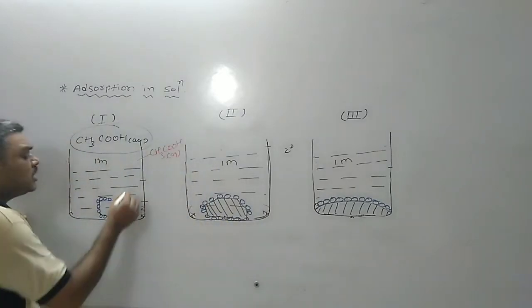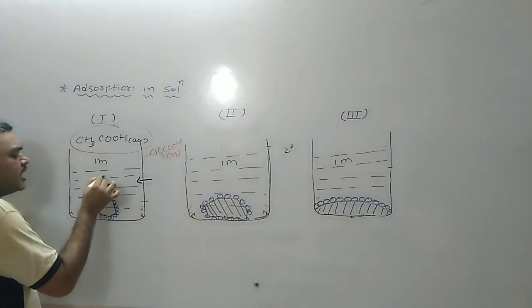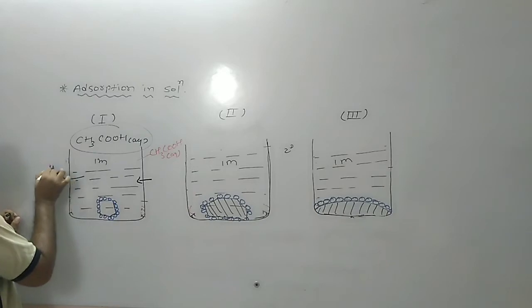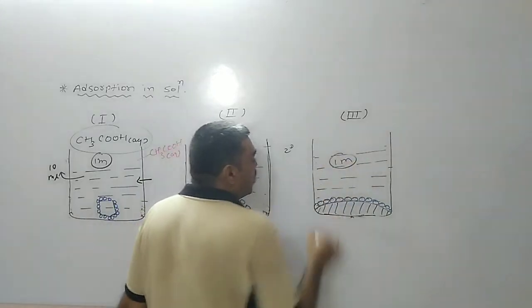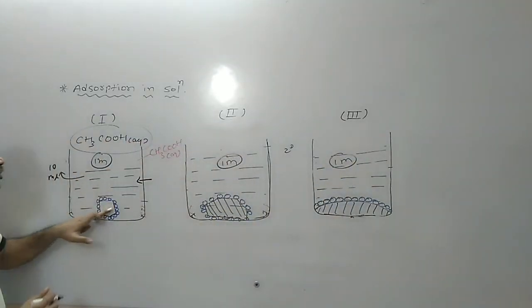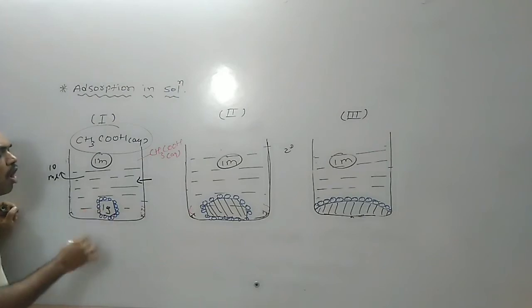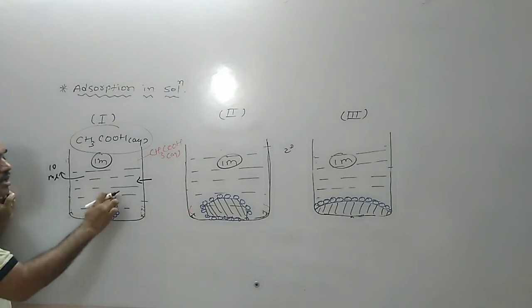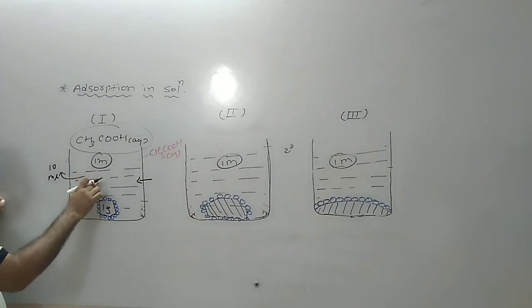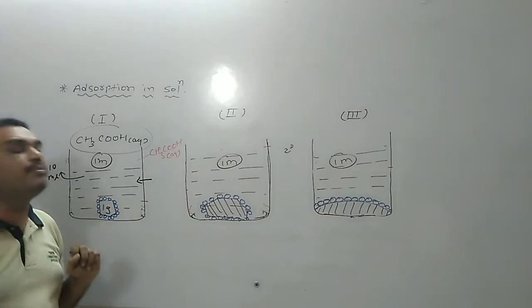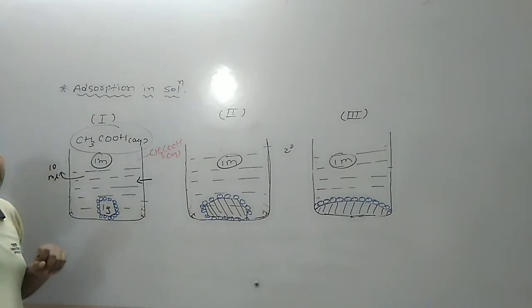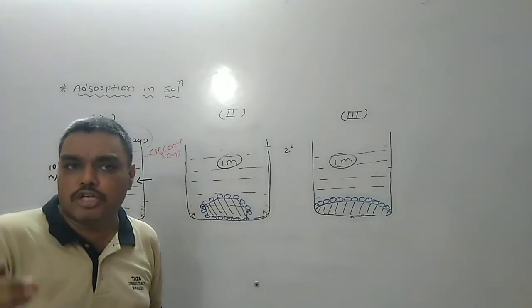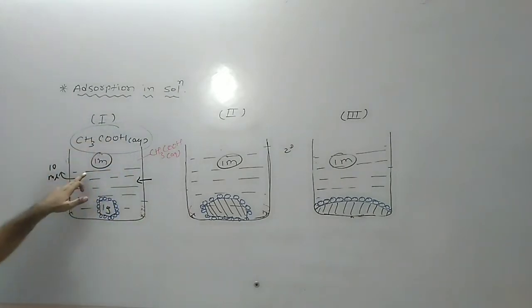So after some time you will take out the remaining solution from this 10 ml solution. The initial concentration is 1 molar, and then you add 1 gram of coal, the small piece, and after some time, after 10 minutes or 15 minutes, you take 10 ml of the remaining solution and titrate it against 1 molar NaOH solution, and find out its molarity.